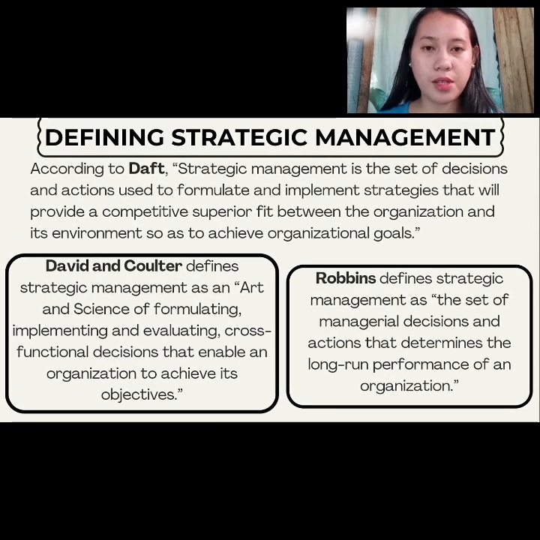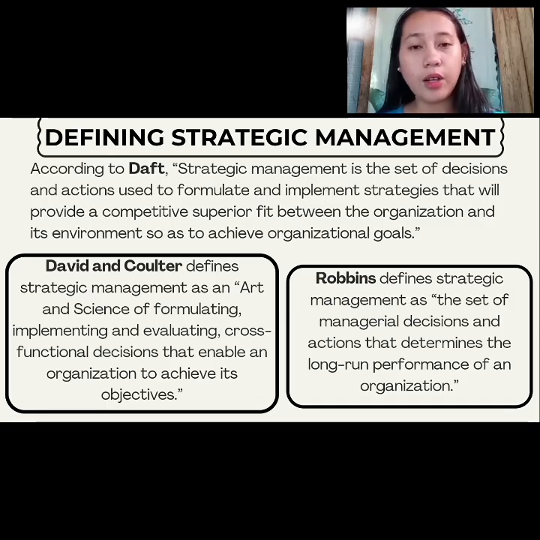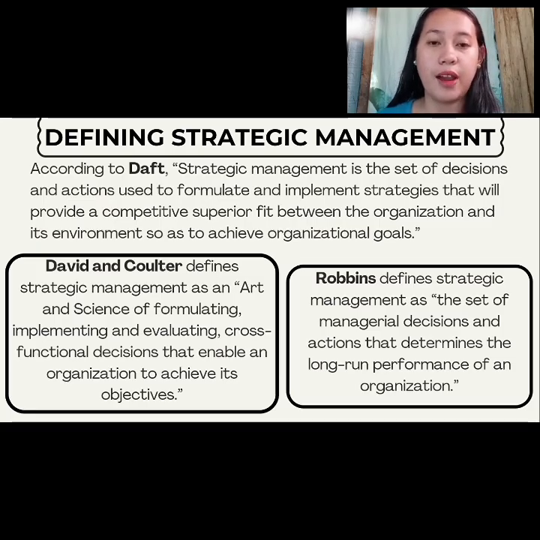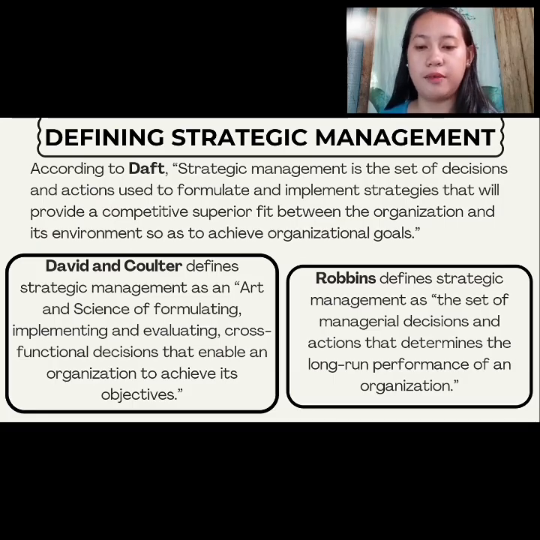So, what is strategic management? According to Duff, strategic management is the set of decisions and actions used to formulate and implement strategies that will provide a competitive superior fit between the organization and its environment so as to achieve organizational goals. So, this means strategic management involves making decisions and taking actions to align the organization with its environment to gain a competitive advantage and reach its objectives.